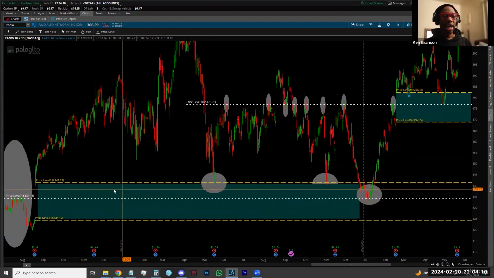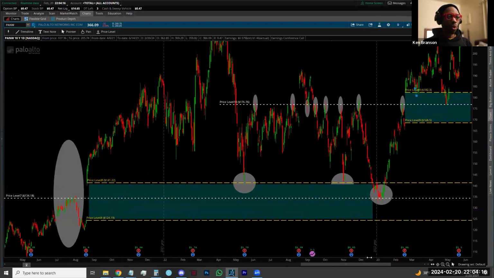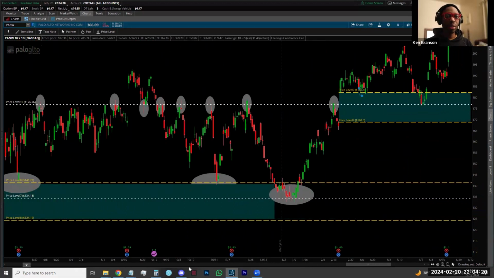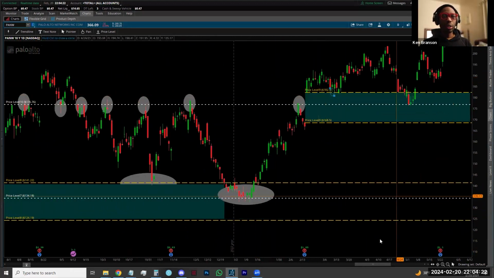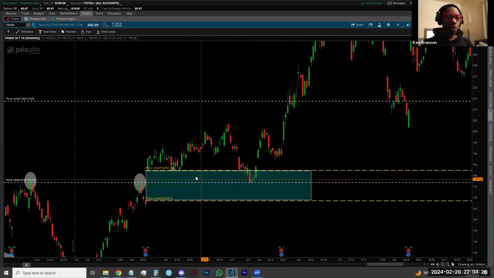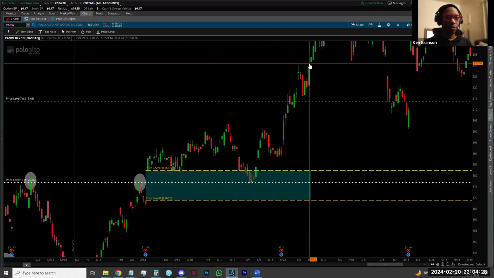Very similar to what happened down here with Palo Alto. It came, it found some, what was once resistance, it found some support in the middle of a buyer's gap, and it took off. Guess what it's doing right now? It found some support in the buyer's gap, and it took off.